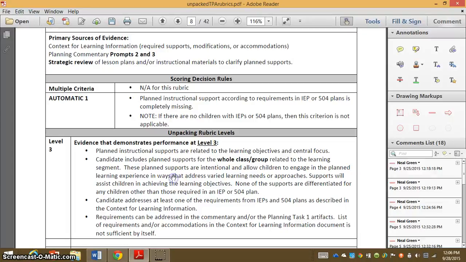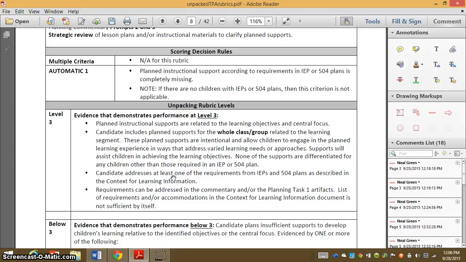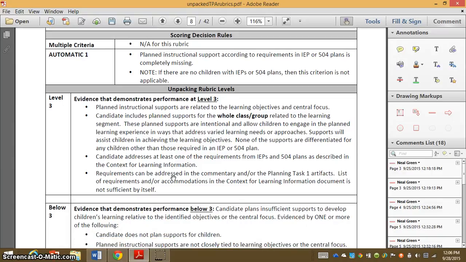Alright, and then you're going to start here, look at level 3, because that's our goal, and it tells you what you need. So are your instructional supports related to the learning objectives and central focus? Does what you're doing make sense? Meaning your instructional decision making. Does that make sense for what you're trying to get students to do?